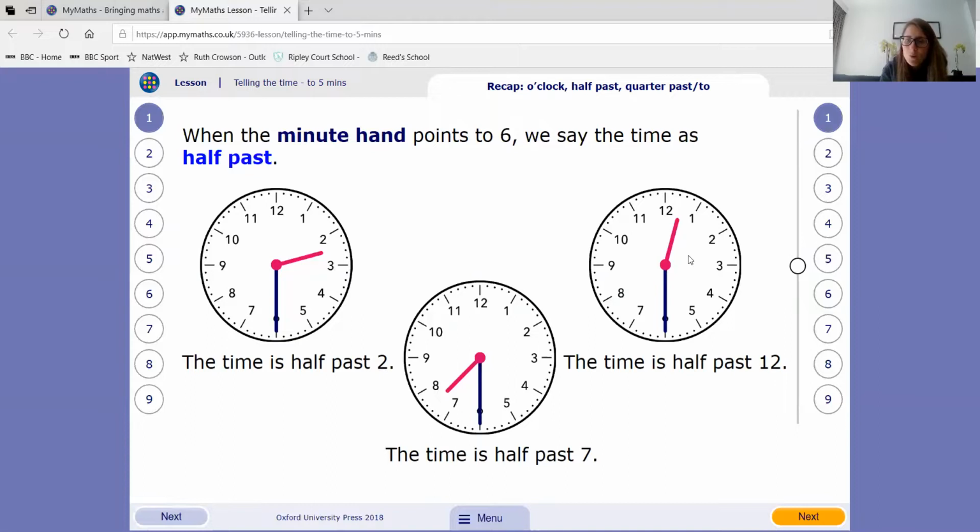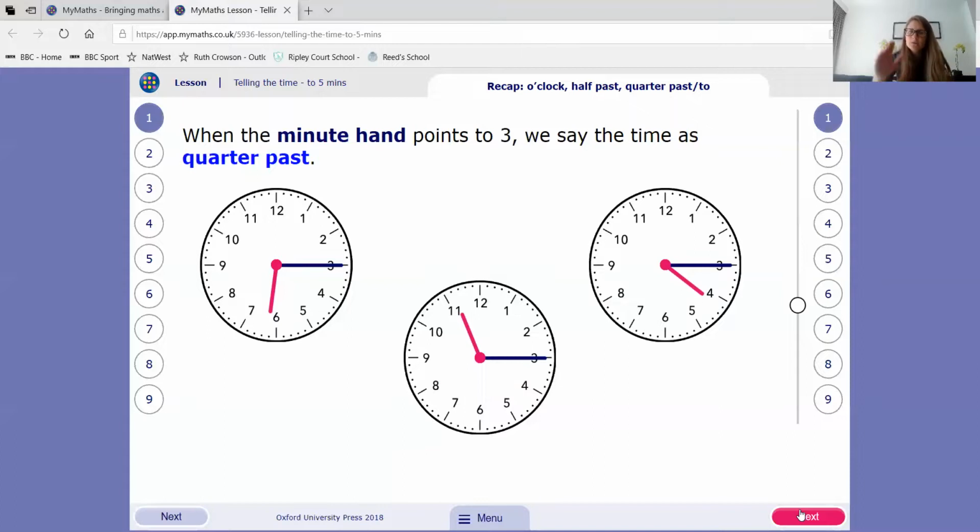Don't forget, when we're looking at half past, that hour hand has now moved a little bit off the o'clock because it's moving towards the next hour. It's halfway between the o'clock and the next one that it's going towards. So look, it's halfway between the 7 and the 8. It hasn't got to 8 o'clock yet, it's halfway. It's half past.